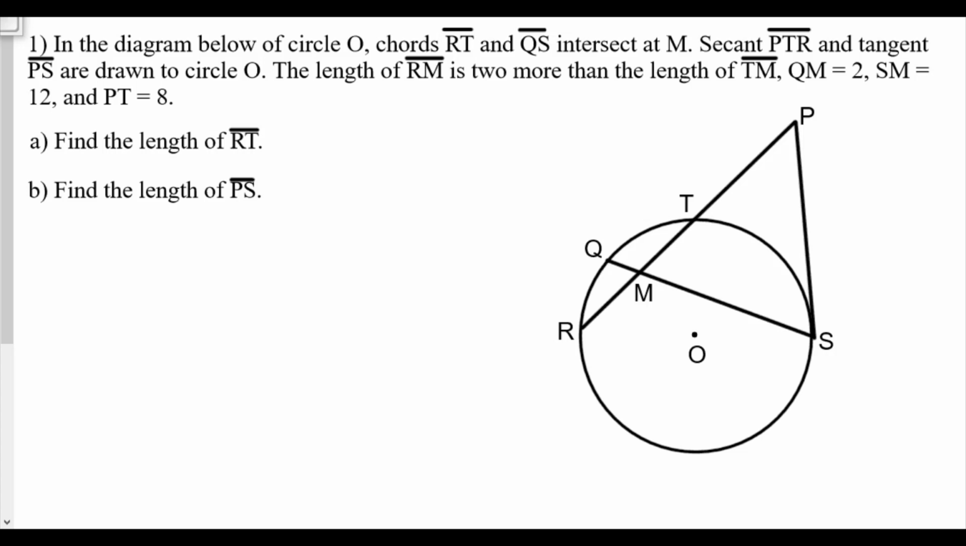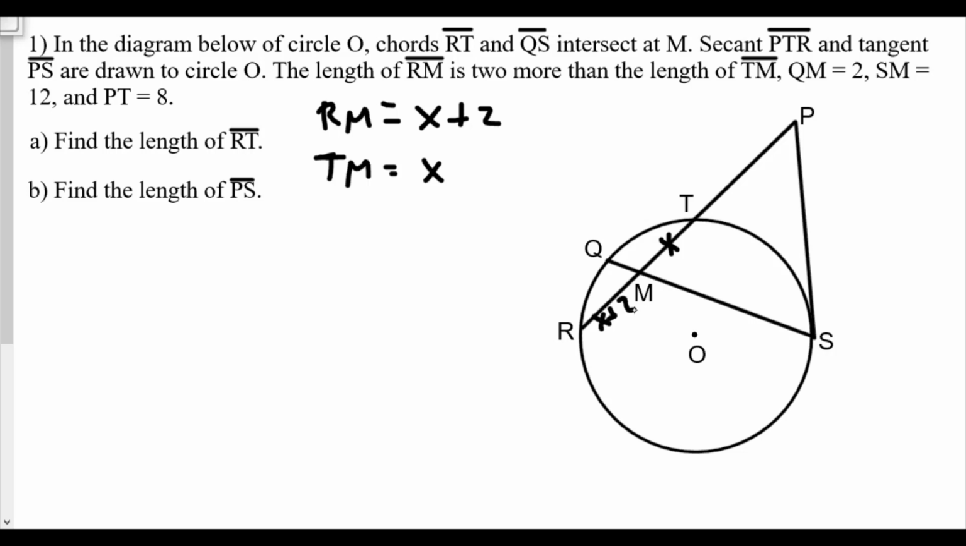So we know the length of RM and TM. Well, we don't know what TM is, because that's the unknown. RM is 2 more than that, so we'll call TM x, and RM is going to be x plus 2, right? So 2 more than TM. So let's label this. TM is going to be x, and RM will be x plus 2.